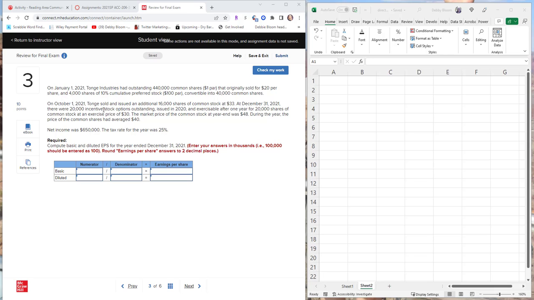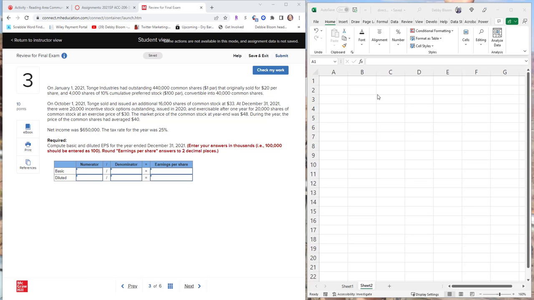On October 1st, 2021, Tanj sold and issued an additional 16,000 shares of common stock at $33. At December 31st, 2021, there were 20,000 incentive stock options outstanding, issued in 2020 and exercisable after 1 year for 20,000 shares of common stock at an exercise price of $30. The market price of the common stock at year-end was $48. During the year, the price of the common shares had averaged $40. Net income was $650,000. The tax rate for the year is 25%.